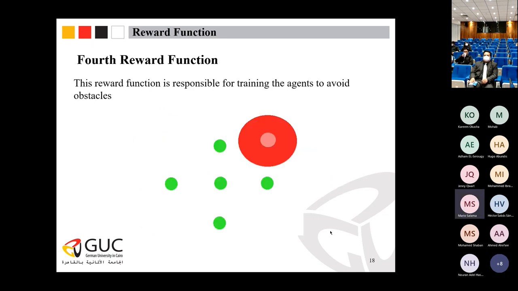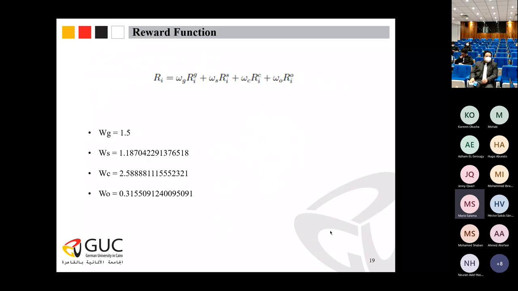The last reward function is designed to train the agents to avoid obstacles. Similar to the collision avoidance, each step, the distance from each agent to all the obstacles is measured. If the distance is within a danger zone specified to be 400 millimeters, a negative reward of -10 is returned. After calculating the reward functions separately, they are multiplied by a weight and added together to form the final reward value returned to the policy. These weights ensure that all the reward functions have the same priority while maximizing the final reward.